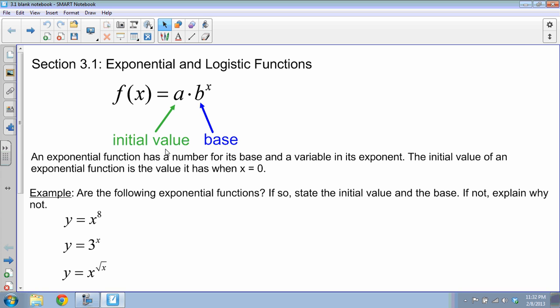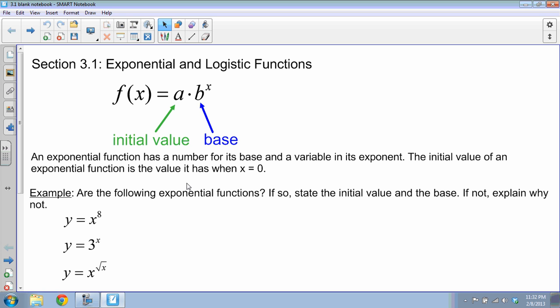We call it that because if you plug in a 0 where x is, then you get b to the 0, which is 1. And so at x equals 0, your first value is always going to end up being whatever a is. So it's called the initial value of this function.